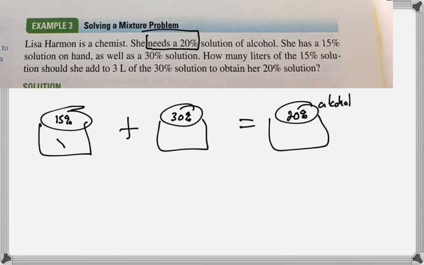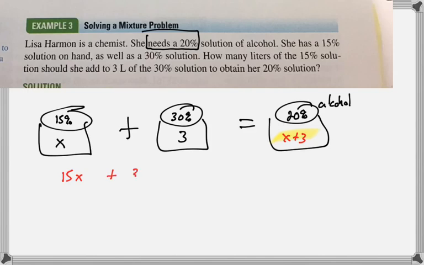It says, how many liters of the 15%? So that's why we put an X under the 15. It says mixing that to 3 liters of a 30%. So far, this is everything that the problem gives us. There's X liters of 15%, 3 liters of a 30%, and we want to get a 20%. If you think about doing some math here, X plus 3 means we have X plus 3 liters for our total answer. Now set up the problem.